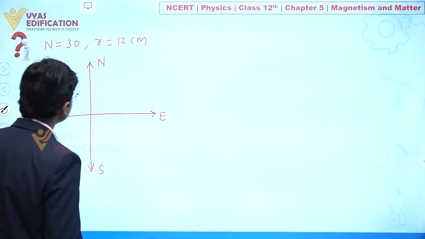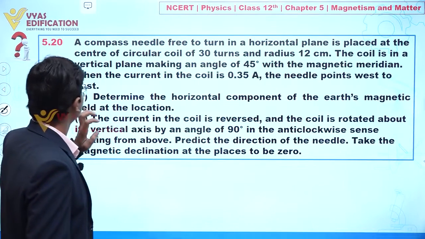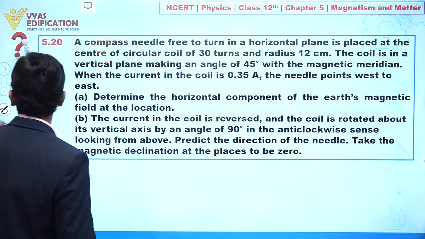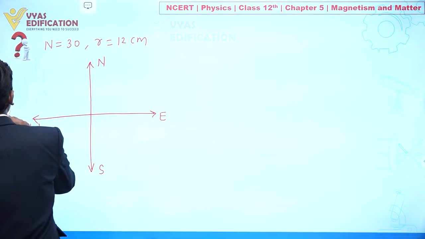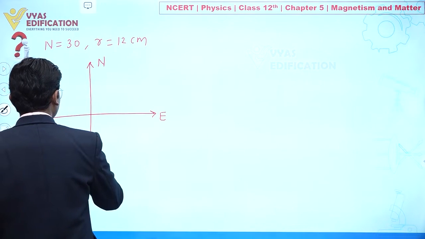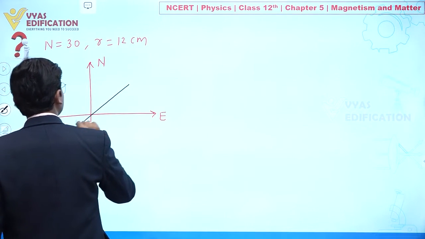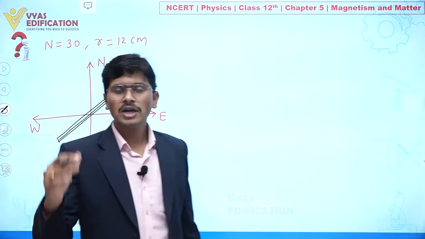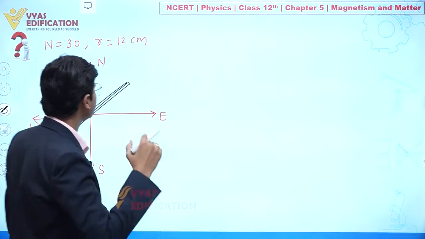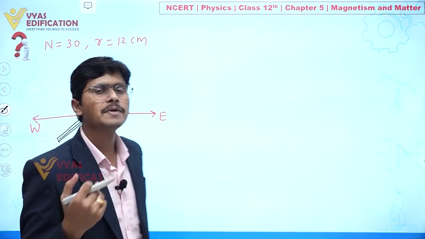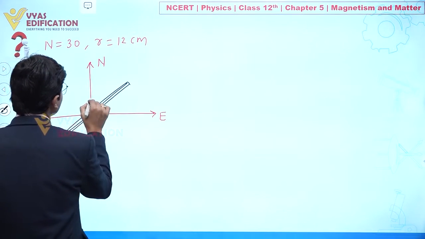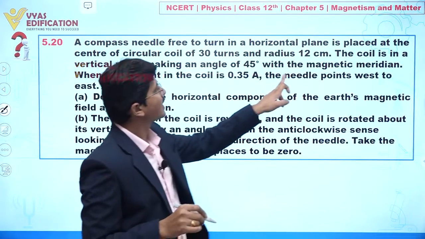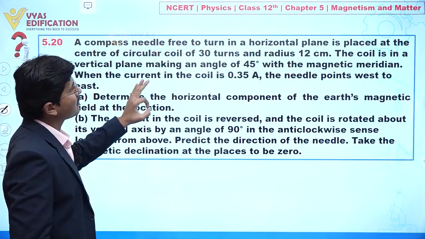Clear? So now we can see one more thing is given to you in the question. Yes, the magnetic declination at this place is zero. Clear? So now we can draw here a diagram like this. Let's suppose this is representing a circular coil. You can see why I am drawing this diagram like this: because you are observing from this side, you cannot see the complete circle, you will see only the diametric face. Clear? So it is given in the question, we are taking this angle, that is 45, yes or no? Yes, it is making an angle of 45 degree with the magnetic meridian.